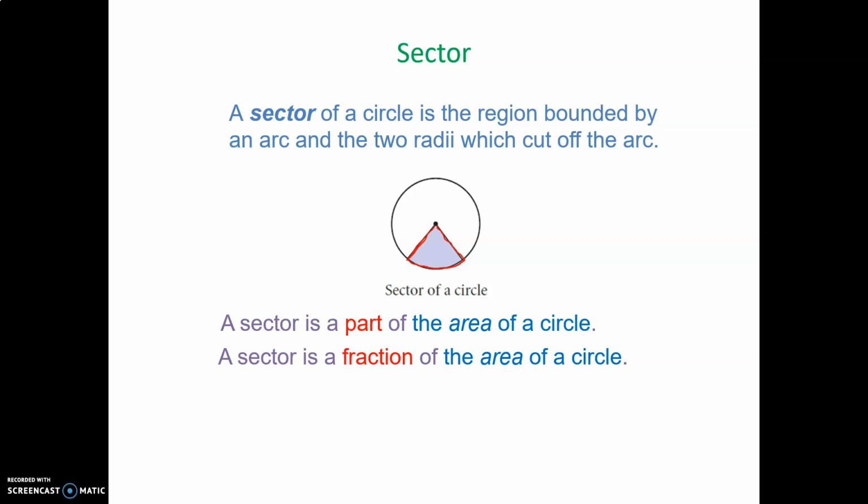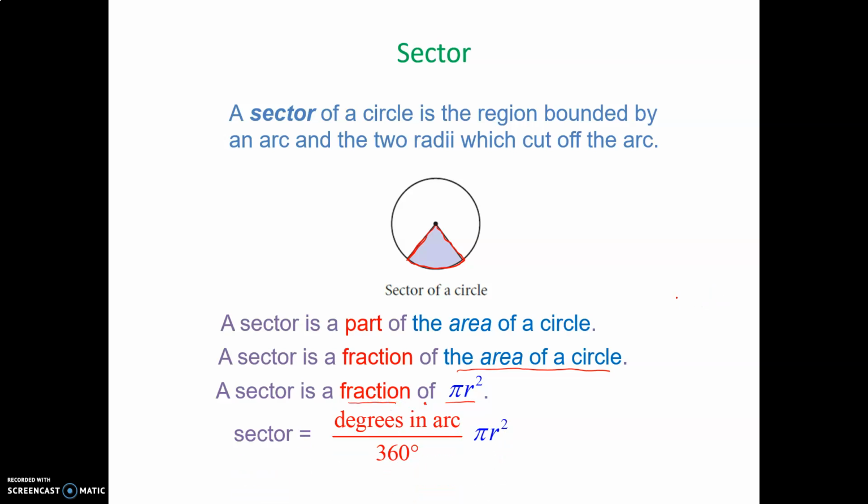Another word for part would be fraction. A sector is a part or a fraction, a piece of the area of a whole circle. Now, the area of a whole circle is pi r squared. So now I have a sector is a fraction of a circle. Of, in math, is a times sign, and now I have to deal with this fraction.